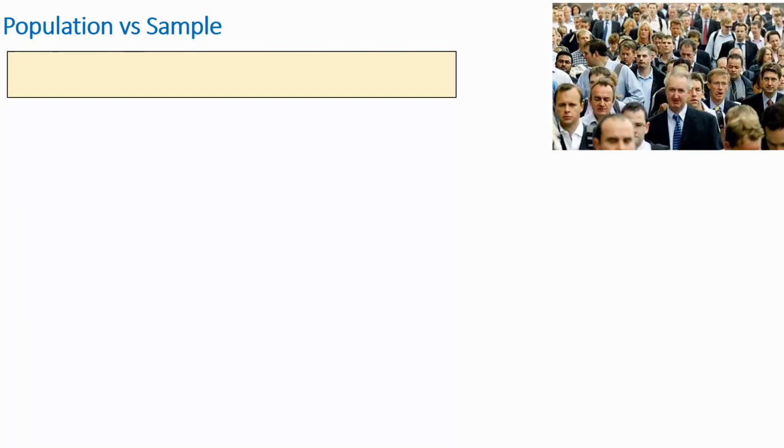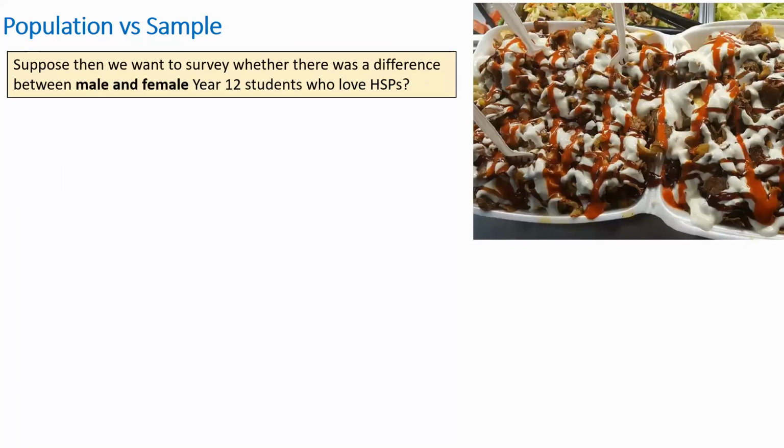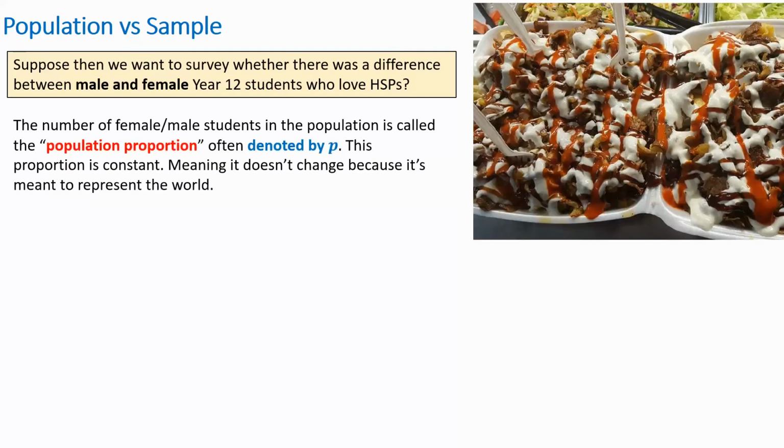Okay, so here we go. The next two. Suppose then we want to survey whether there are differences between male and female Year 12 students who love HSPs, right? Now, this is your next term. It's called the population proportion. So I want you to copy that down.